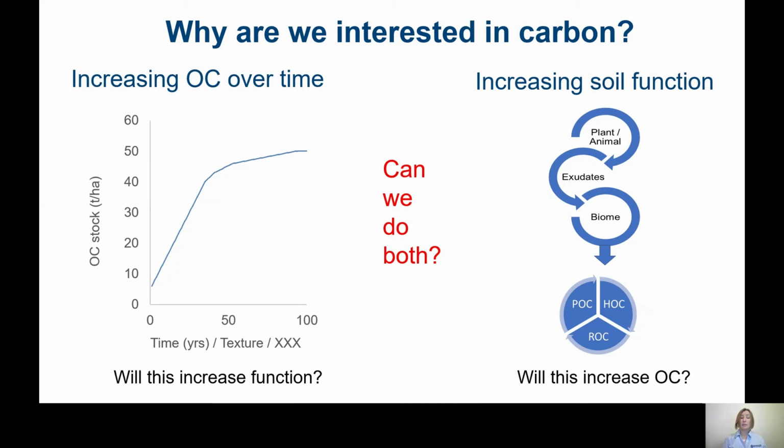When we're focusing on increasing carbon over time, we need to also consider, will this increase function? Are we getting the best function out of our soils? If we go to the other side and we're looking at increasing soil function or soil health, and we're focusing on all of our inputs, and it's turning over really fantastic, we've got this biological activity that's giving us what we need out of our soils, and our fractions are all in balance where we need them to be. Our inputs and our outputs are balanced again. So will this increase carbon?